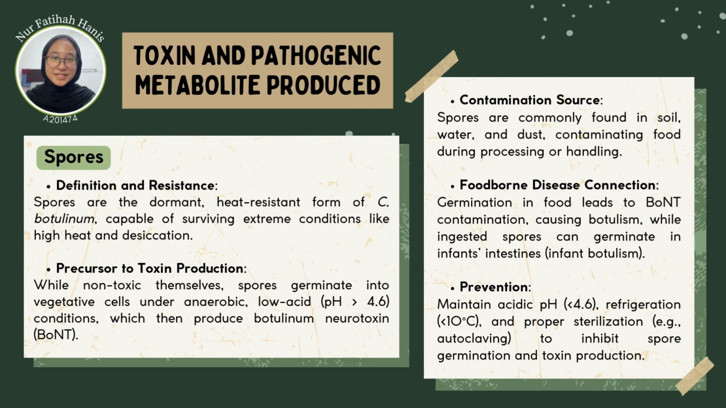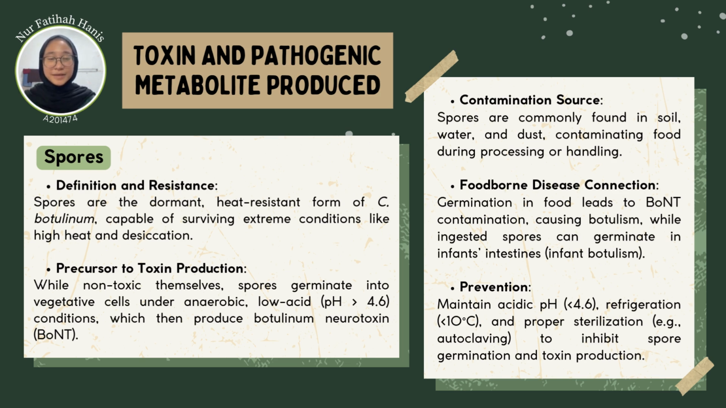Next, another toxin and pathogenic metabolite that is produced is spores. Clostridium botulinum spores are a dormant and highly resistant form of the bacteria. These spores are incredibly tough, capable of surviving extreme conditions such as high heat and dryness. While they are harmless in their dormant state, they can become very dangerous under the right conditions. In environments with low oxygen, low acidity, pH above 4.6, and warmth, these spores germinate into active cells. Once active, they produce botulinum neurotoxin, one of the most potent poisons known, which can contaminate food and lead to a serious illness called botulism.